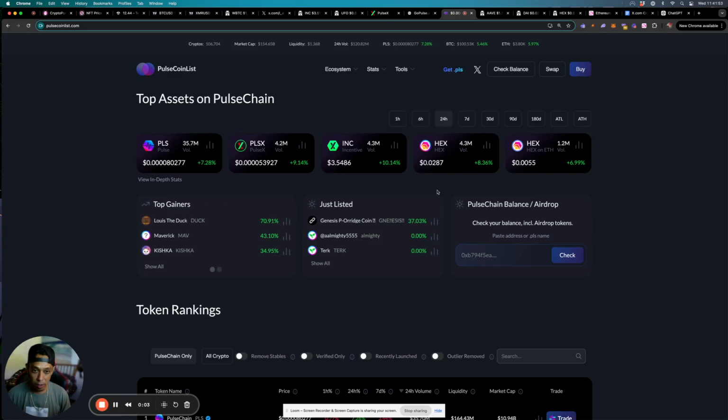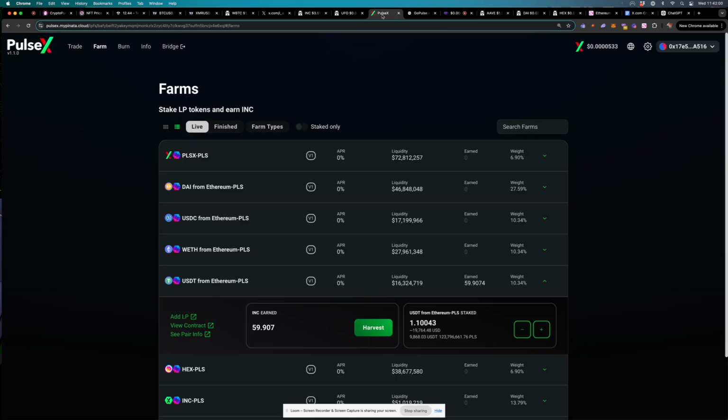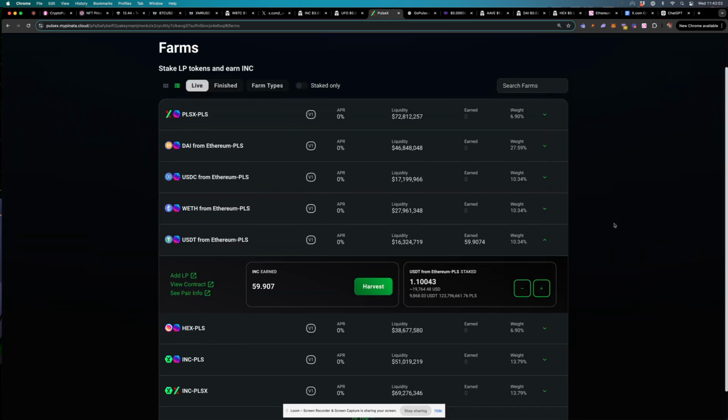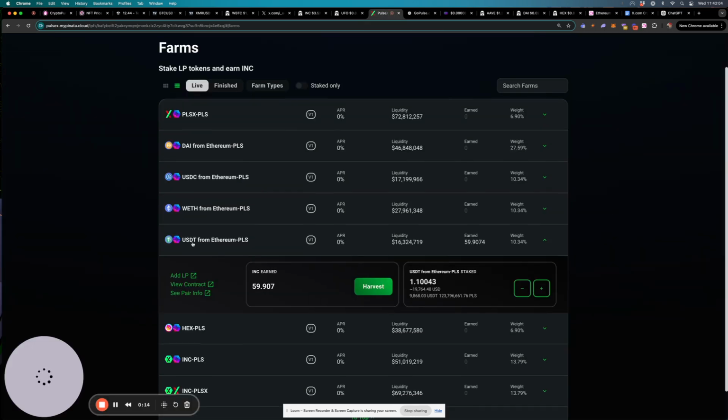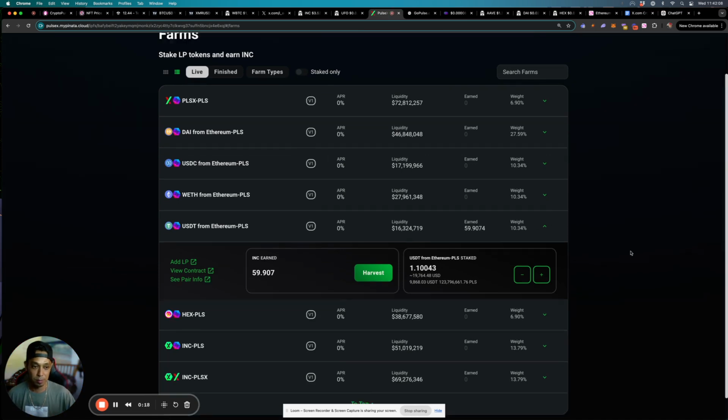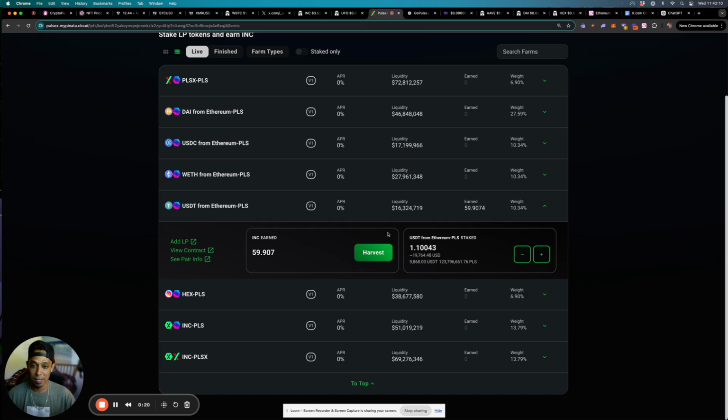Hope all is well. Just wanted to give you a quick update on my Pulse farm that I got with USDT and pulsechain. We started this farm, and tomorrow will be a week. I'm getting about 10.0 something ink per day.